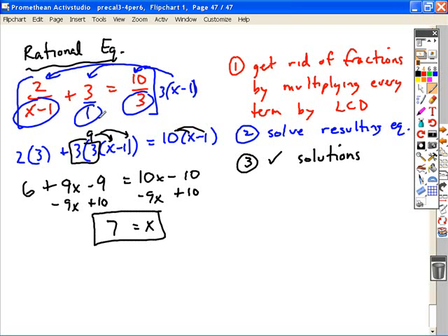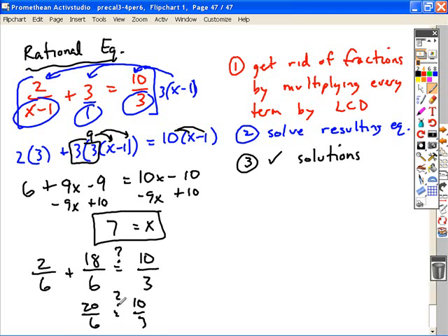You can plug it in and actually test it too. If you take 2 over 7 minus 1, which is 6, plus 3, which is 18 over 6, is that equal to 10 over 3? Is 26 equivalent to 10/3? Yeah, just reduce it. 2 goes into 20 ten times, 2 goes into 6 three times. So that checks and verifies that you have the right solution.